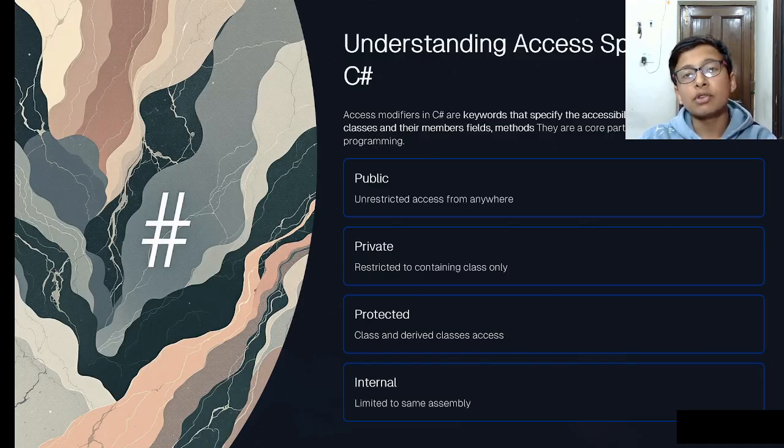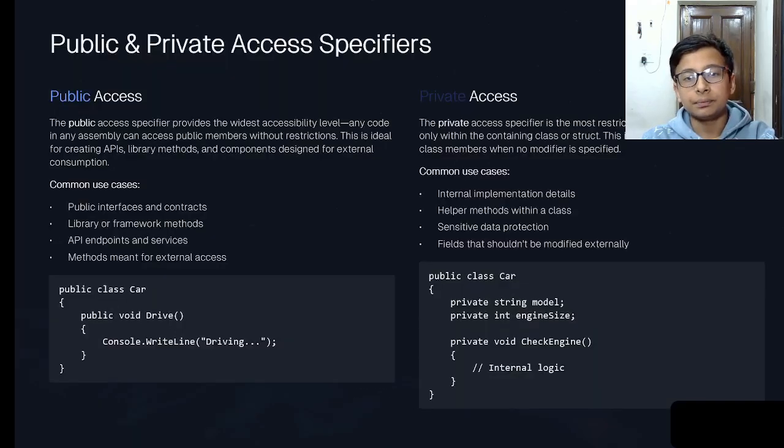There are four types of access specifier: public, private, protected, and internal. You can see here, if your member is public, you can use it anywhere in your project. And if your member is private, you can use that member only within your class. And third is protected. We will learn protected and internal later in this lecture. First, we will learn about public and private.